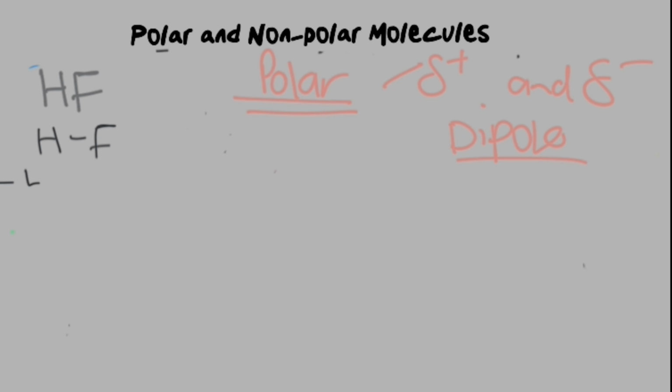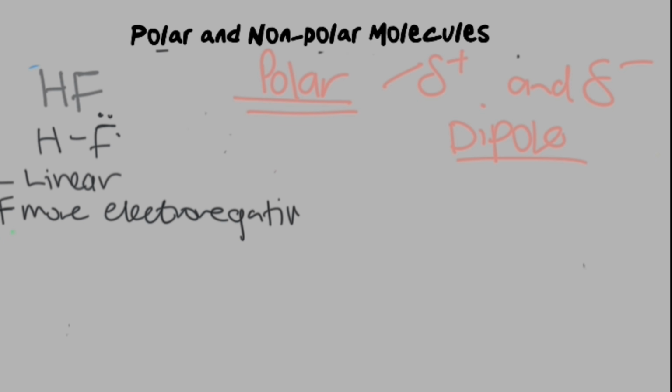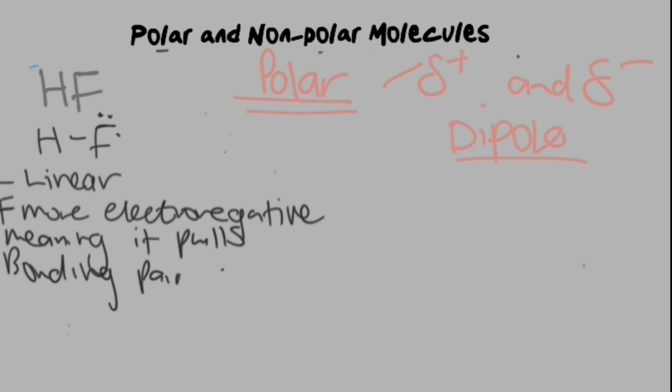The shape here is linear. However, this one is more electronegative. So in your explanation, you will say that HF is linear. You make reference to the shape. Then you say that the fluorine, the F, is more electronegative. Meaning, so you have to explain, meaning it pulls the bonding pair closer, creating a dipole moment.